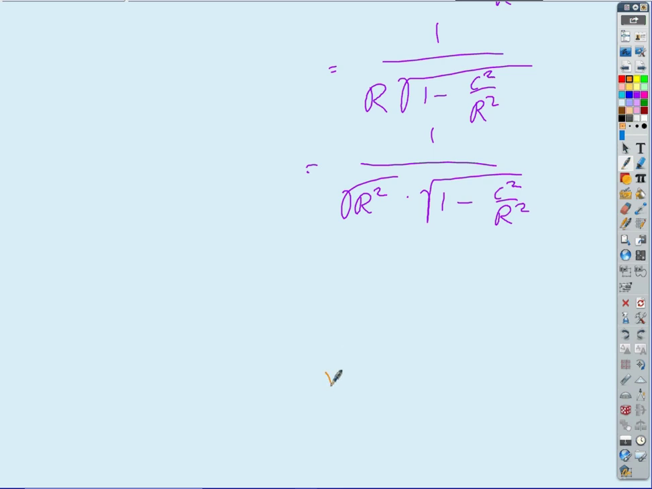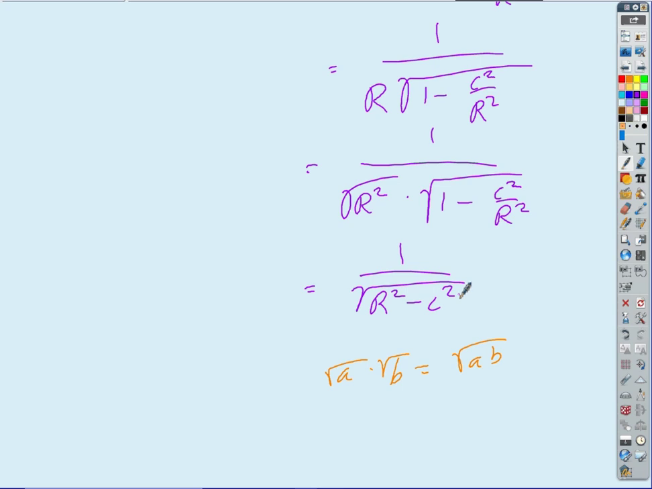And if I multiply those two radicals together, we're just taking advantage of the property of radicals. What's the square root of a times the square root of b? Square root of ab. So I take the square root of r squared times the quantity 1 minus c squared over r squared. And if I distribute that r squared, what do I get? Square root of r squared minus c squared.